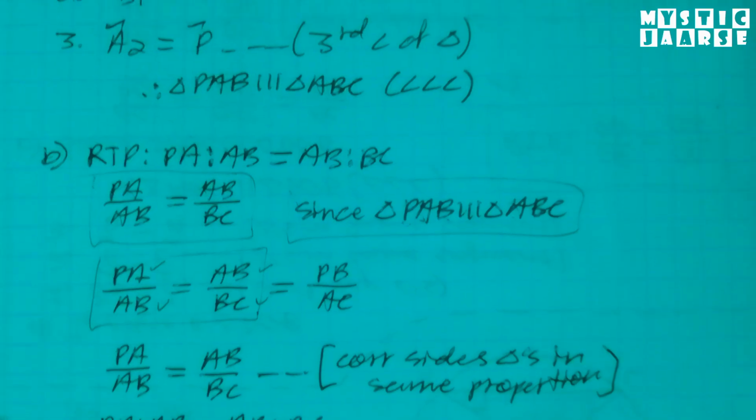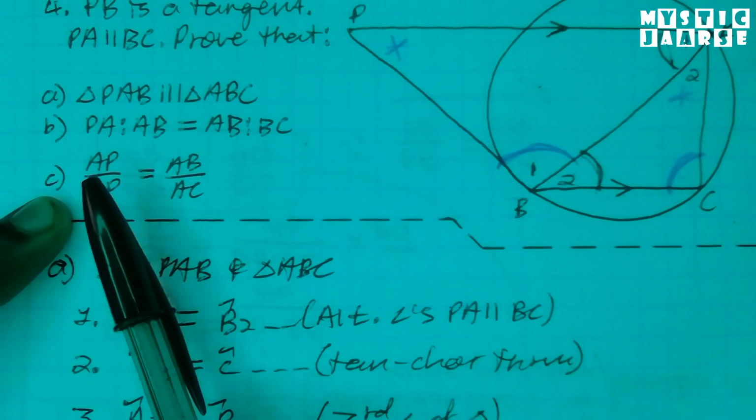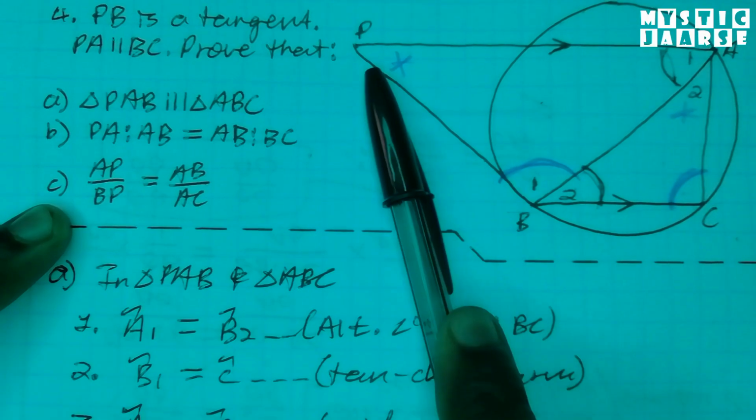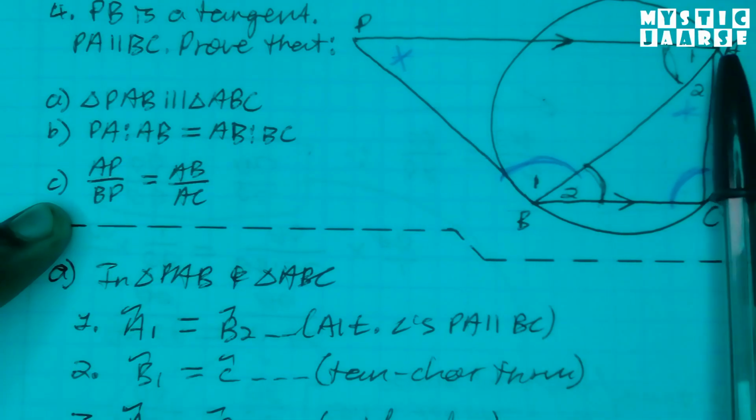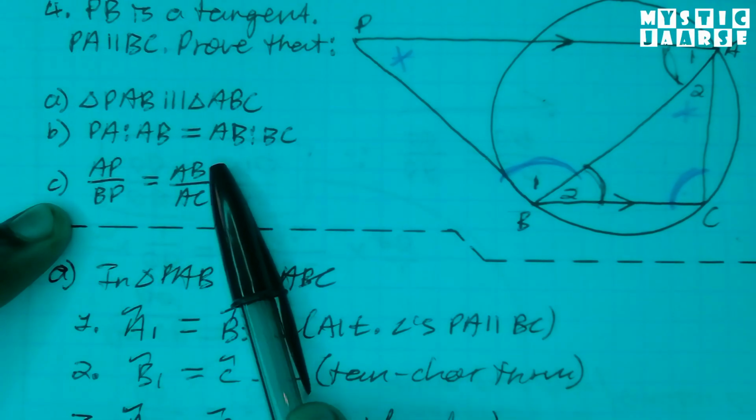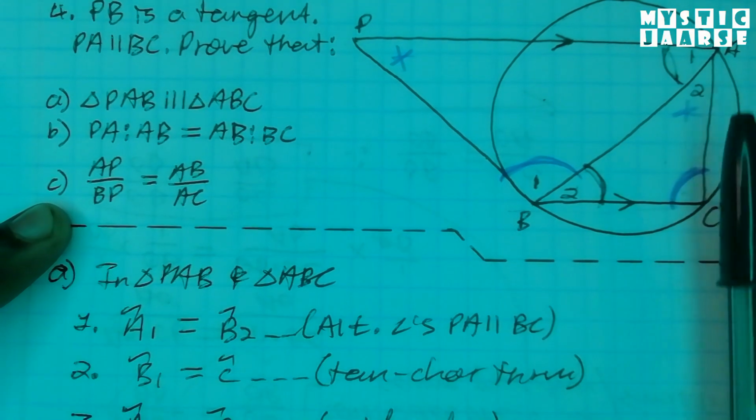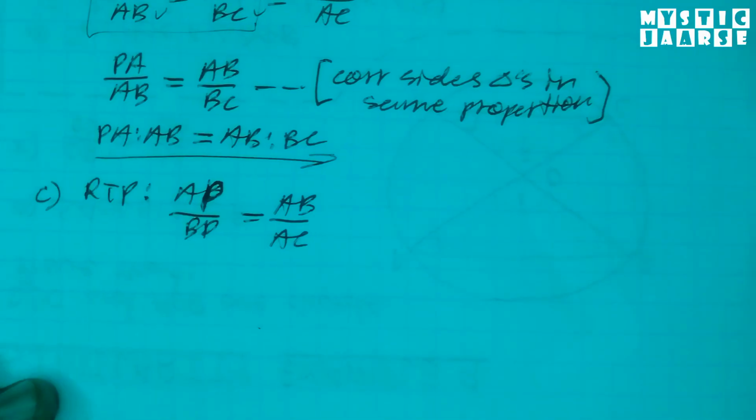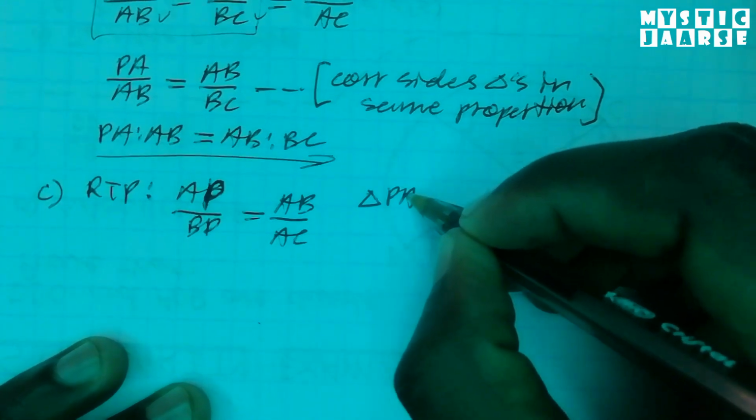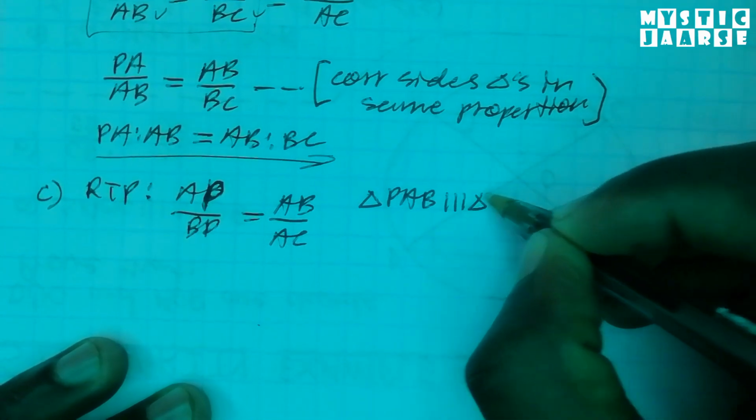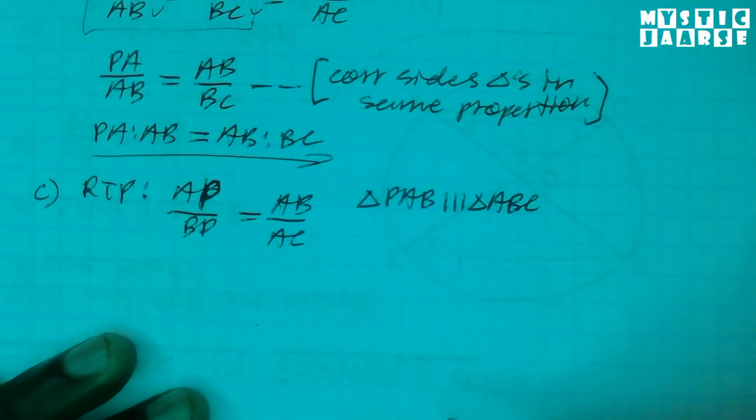to BC. Now C, we are required to prove that side AP of this triangle, when you divide it with side BP, their ratio is equal to side AB of this triangle when you divide it with side AC. Now we will always go back to that statement that states that triangle PAB is similar to triangle ABC, and from this we will take out all the corresponding sides that are in proportion.